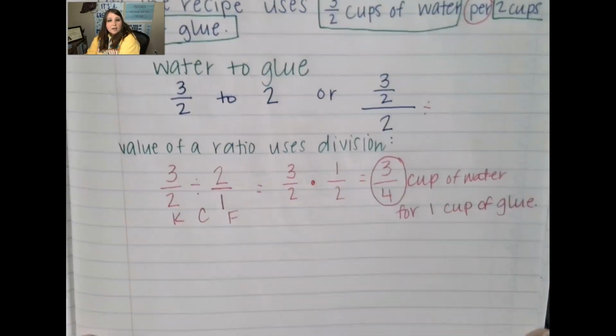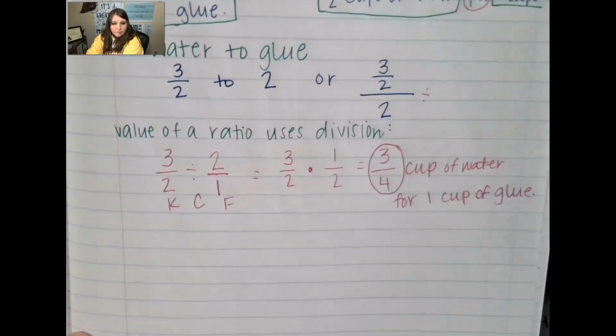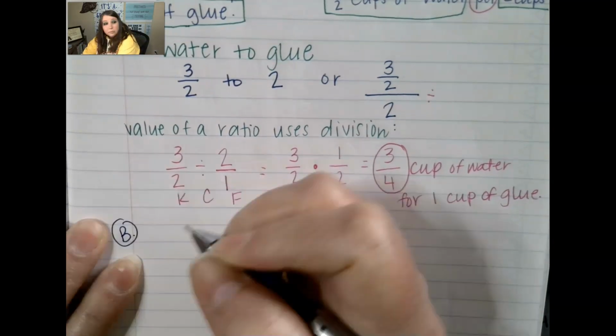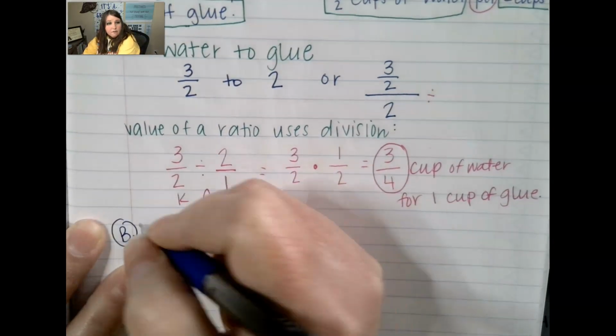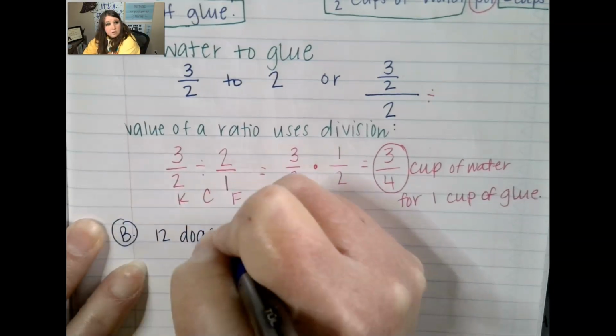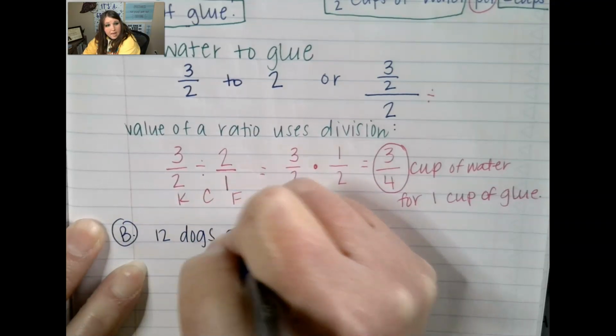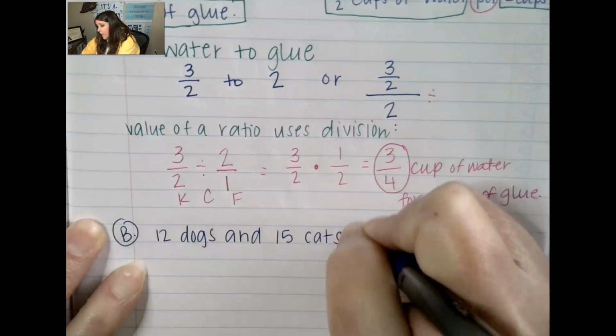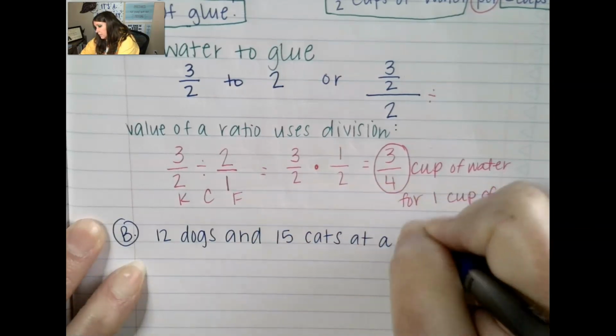Okay, let's do another example. And this example shows that we have dogs and cats. So in this next example, example B, we have 12 dogs and 15 cats at a pet store.